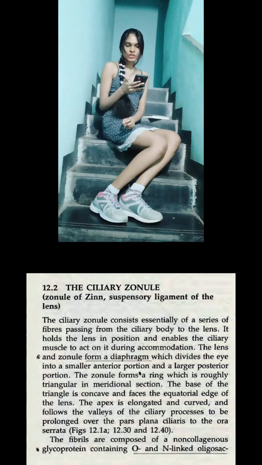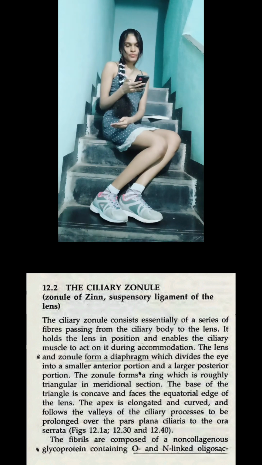The ciliary zonule consists essentially of a series of fibers passing from the ciliary body to the lens. So the extent is from the ciliary body to the lens. It holds the lens in position and enables the ciliary muscle to act on it during accommodation. The lens and zonule form a diaphragm which divides the eye into a smaller anterior portion and a larger posterior portion.